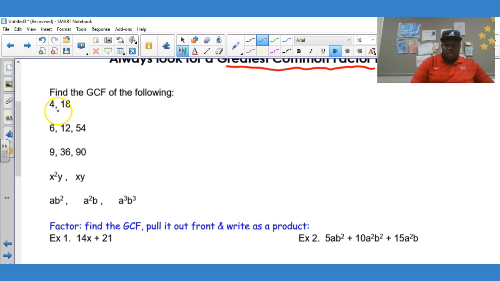Well, the factors of 4 are 2 and 2. The factors of 18, there's 4 and 6, 3 and 6, 2 and 9, 1 and 18. But anyway, the greatest common factor right here is 2. All right, GCF.